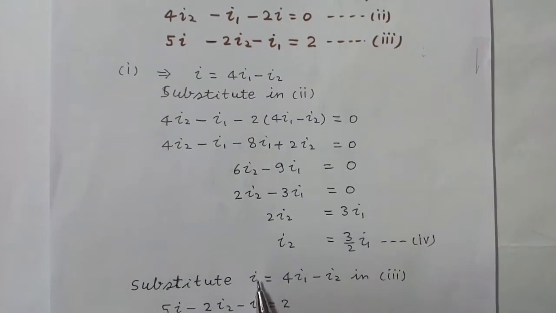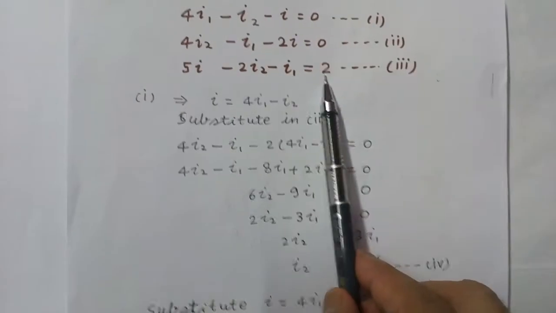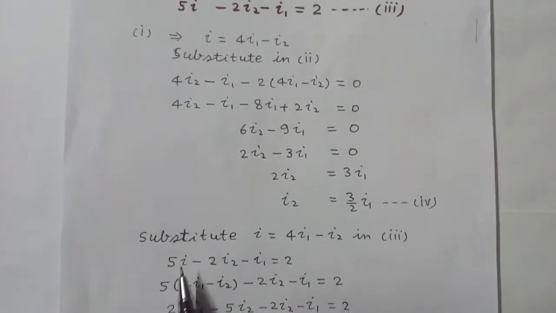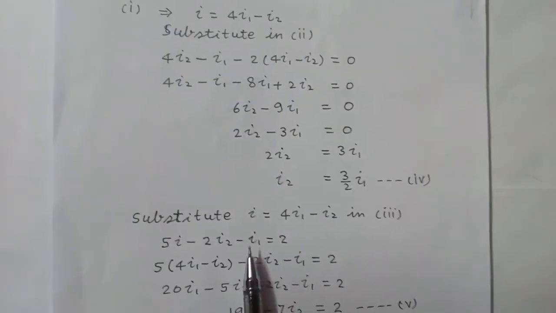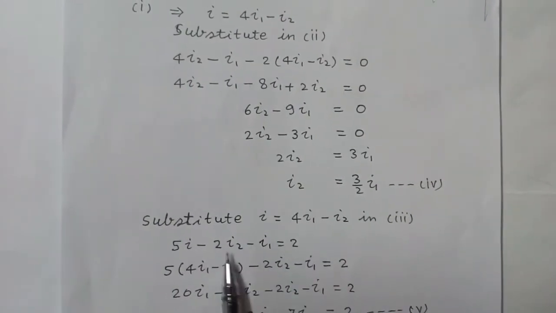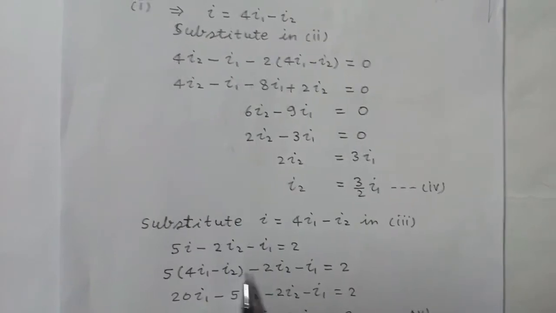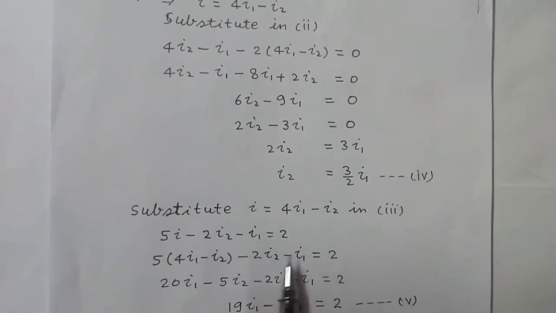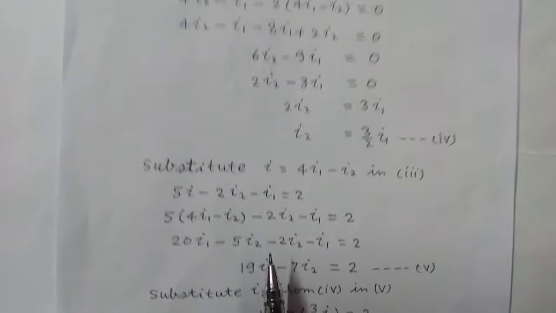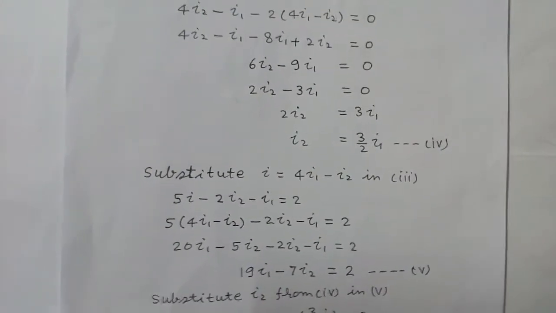Now substitute I is equal to 4I1 minus I2 in the third equation. So we get 5I minus 2I2 minus I1 is equal to 2. In place of I, write 4I1 minus I2. So 5 into bracket 4I1 minus I2, bracket closed, minus 2I2 minus I1. Open the bracket and solve it. We get 19I1 minus 7I2 is equal to 2.